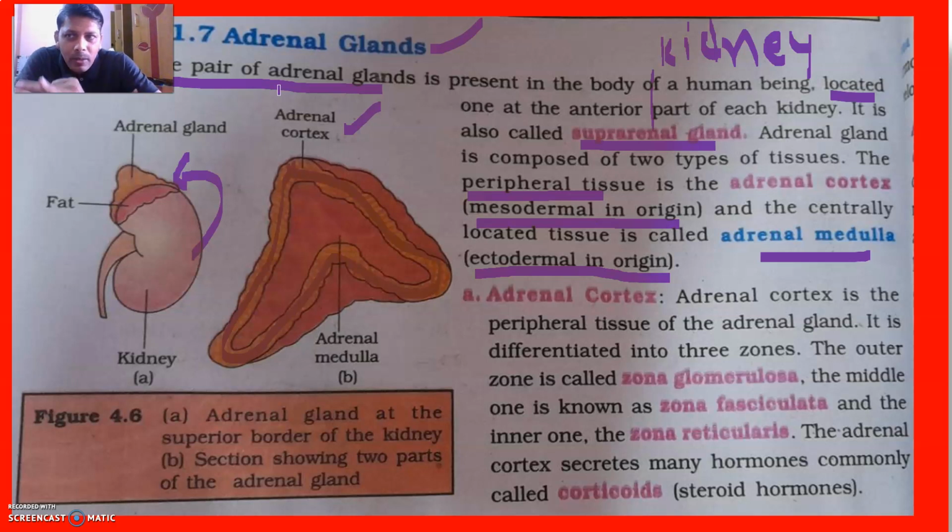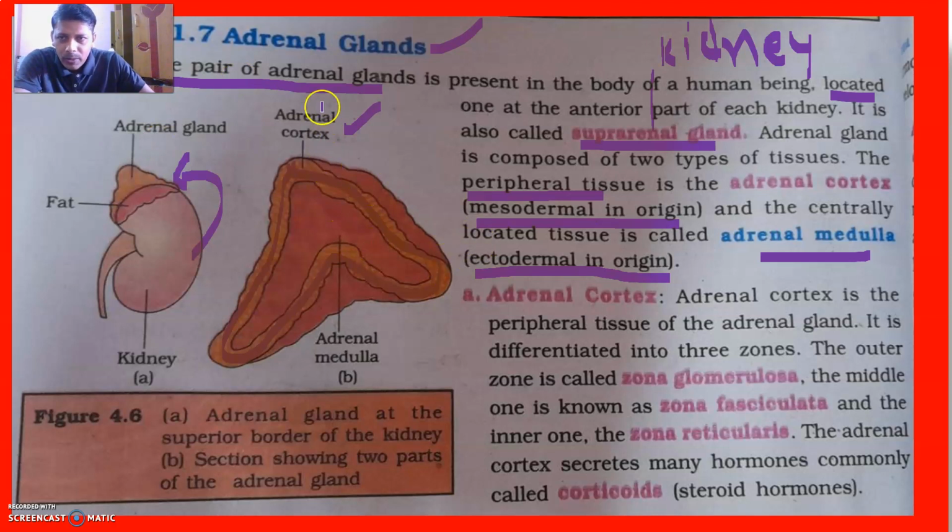It has a dual origin, like the pituitary gland. Some part of it is formed from mesoderm, which is the adrenal cortex. Some part is formed from ectoderm, which is the adrenal medulla. Like adrenal cortex and medulla, renal cortex and medulla, cerebral cortex and medulla: medulla is the inner part, and cortex is the outer part.